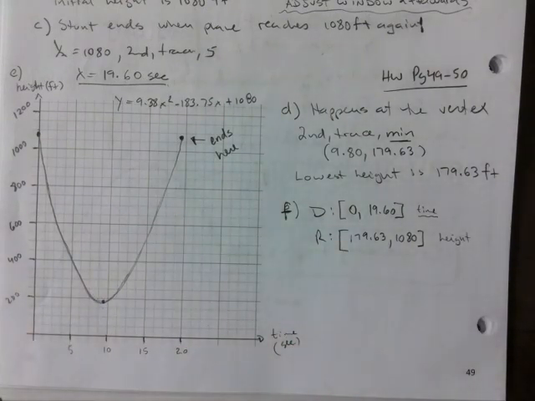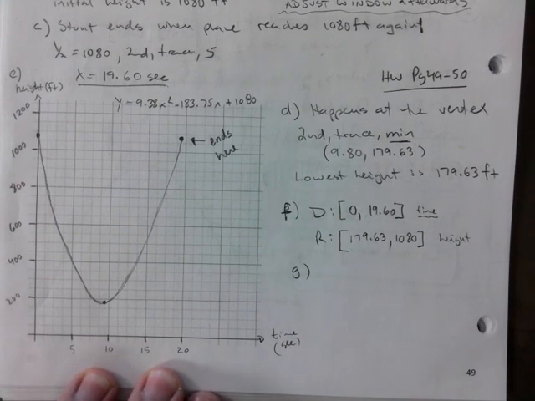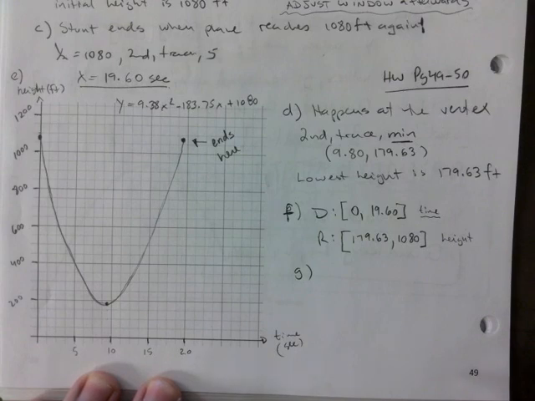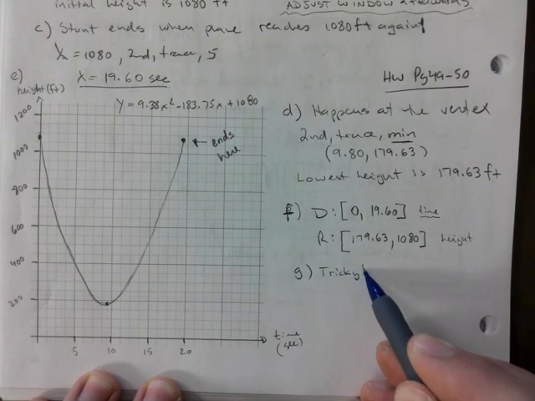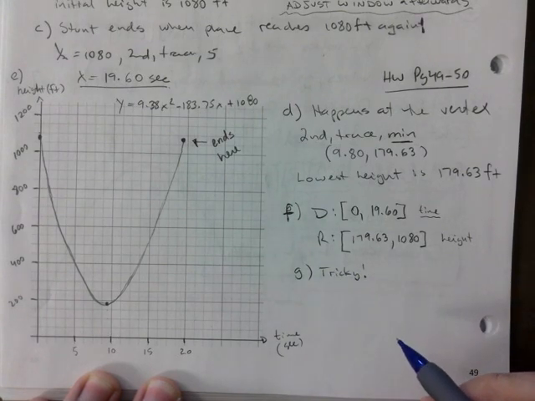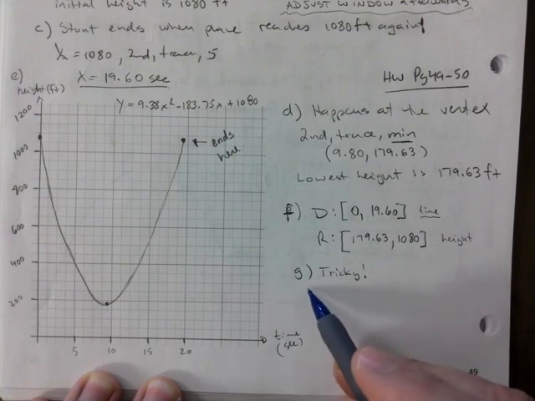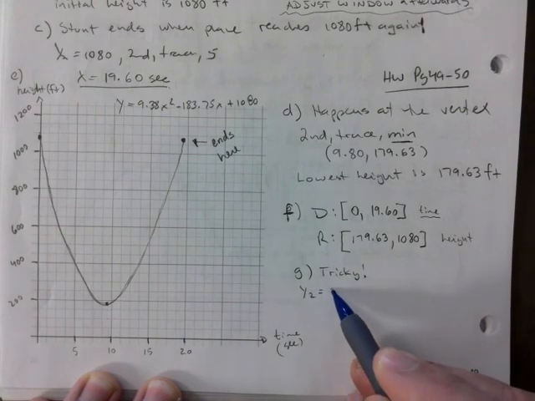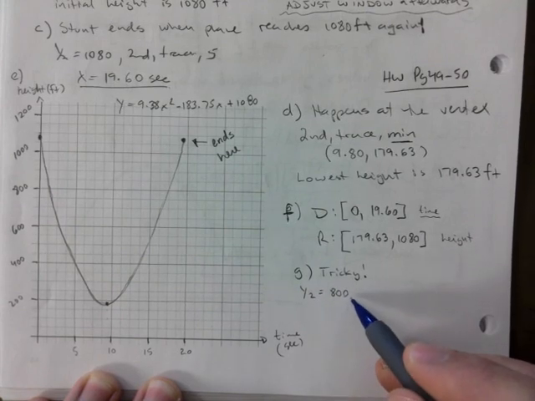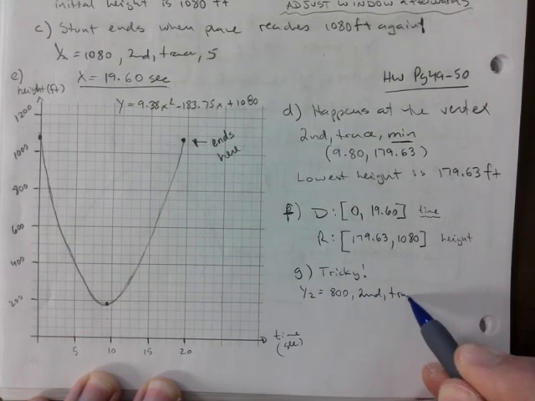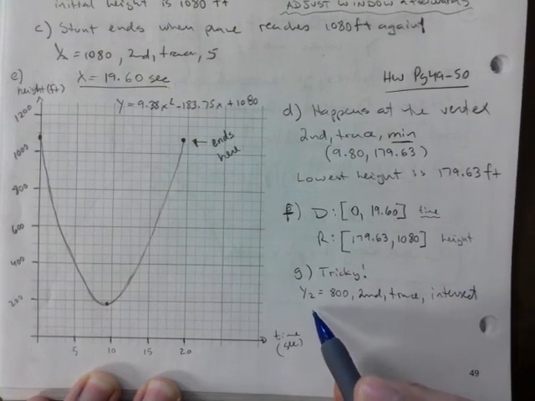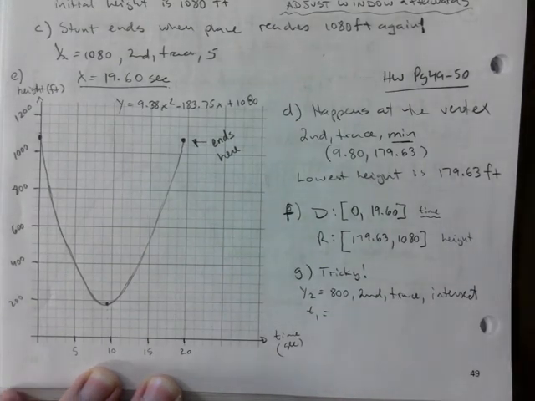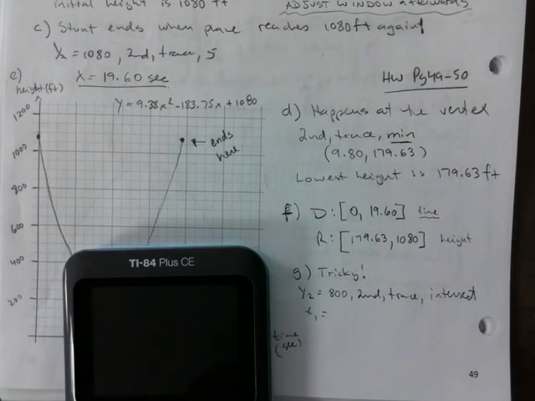It should. G. How long was the plane at or above 800 feet? This one is actually very tricky. I'm not gonna lie, okay? Tricky. We're gonna go ahead and do what most of you probably attempted right away. Y2 is equal to 800, and then we're gonna go second, trace, intersect. Let's go and find those 2 points. So time 1. Okay.